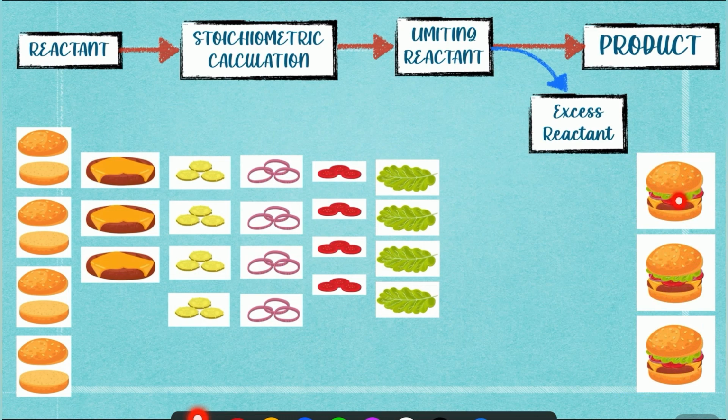Why only 3 burgers can be produced? There are 4 pairs of buns, but why only 3 burgers form? This is because there is a limiting reactant. Which one is the limiting reactant? The slice of meat. Why? Because it only has 3 slices of meat.